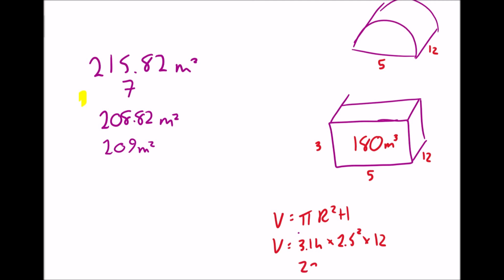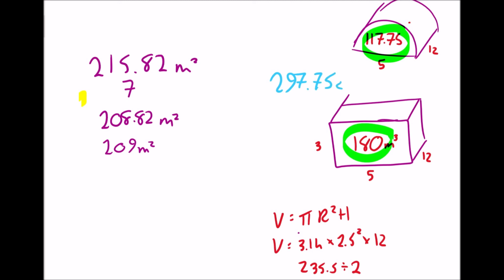And we get 235.5. So this is 235.5 for the full cylinder, but it's a semicircle, so we need to divide it by 2. So divided by 2, and we get 117.75. We add this together, plus 180, and we get 297.75 meters cubed. And if we round that to the nearest meter, we get 298 meters cubed. So there is our answer.